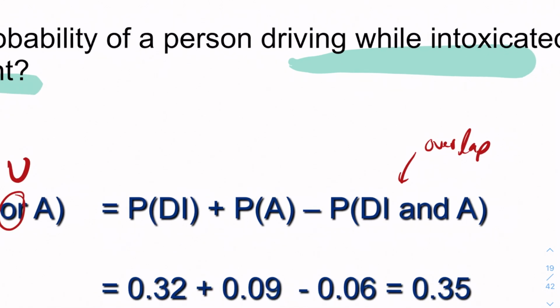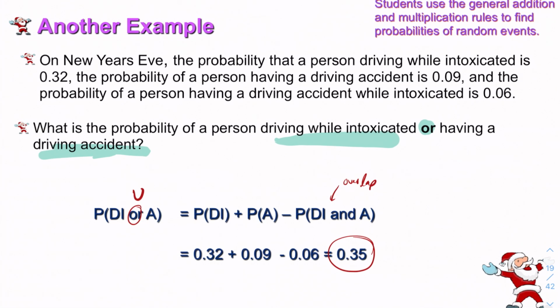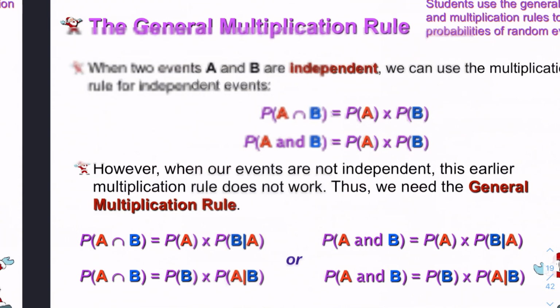Or 0.32 plus 0.09, take away 0.06, gives us our 0.35. Straightforward enough.